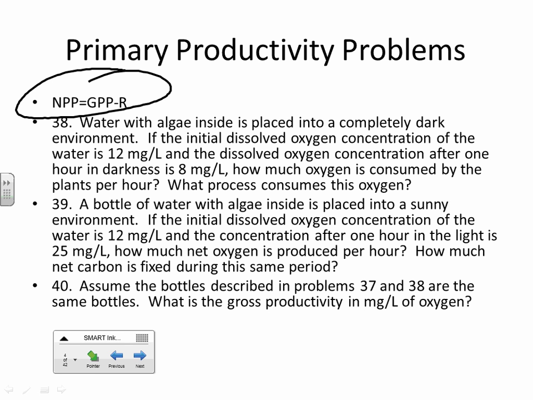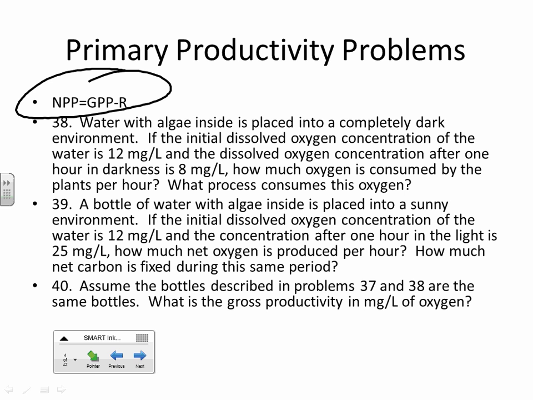Water with algae inside is placed in a completely dark environment. If it's completely dark, what's the only thing happening in that bottle? Respiration, right? Photosynthesis can't happen in the dark. So only respiration is happening in this bottle. If the initial dissolved oxygen concentration of the water is 12 milligrams per liter, and the dissolved oxygen after 1 hour in darkness is 8 milligrams per liter, how much oxygen is consumed by the plants per hour?